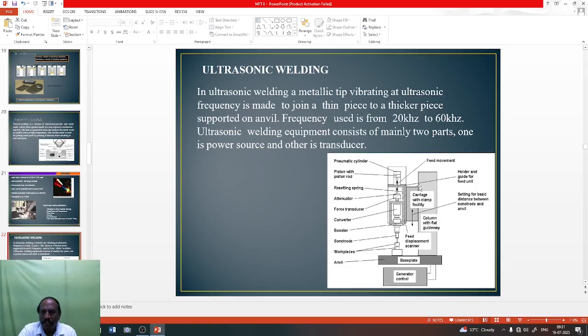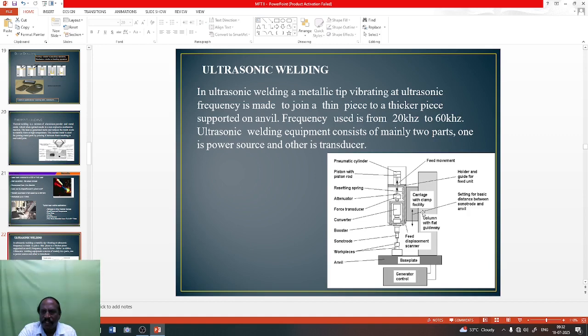Here you can see the resetting spring, the attenuator, and the force transducer. This is the converter, and here you see the booster, sonotrode, workpiece, and anvil. The anvil comes with a base plate, and this is the generator.